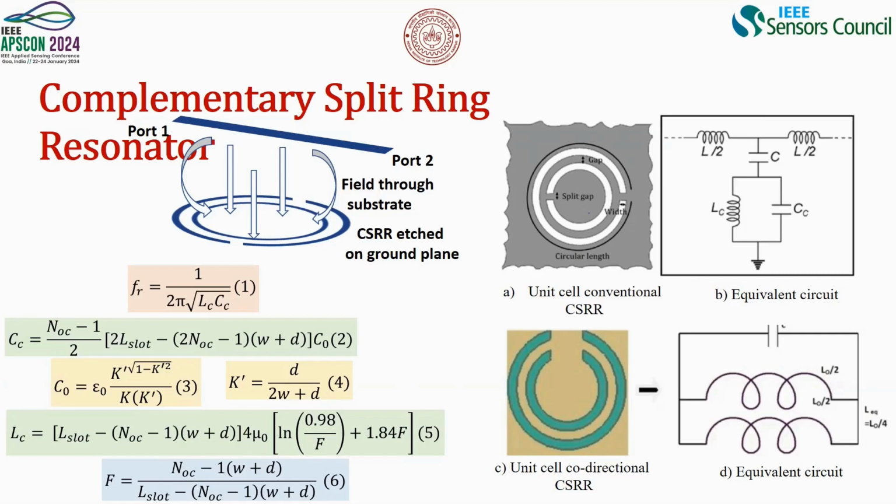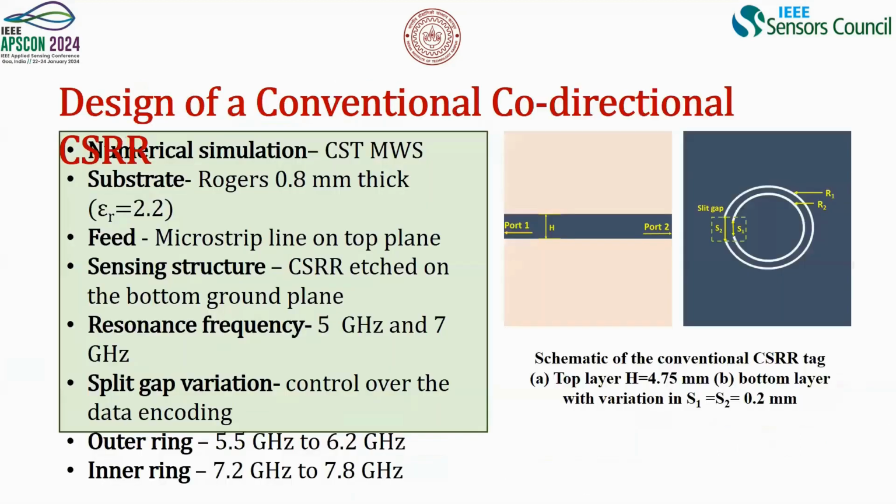And here, since we are saying that in a co-directional CSRR two resonances come into play, we'll briefly say that if you see the equivalent circuit, there are two resonant LC tank circuits instead of one, which plays one of the major roles in getting the two resonances. The EM part will be seen later. I'm sorry about the formatting.